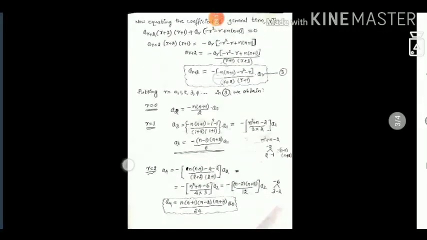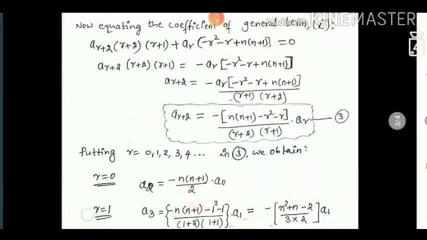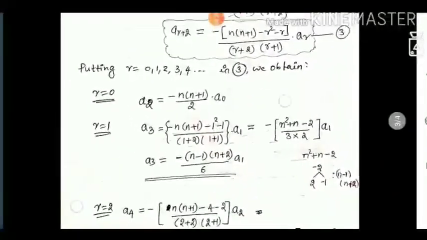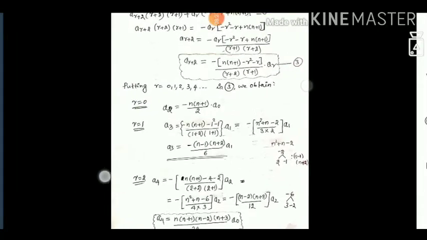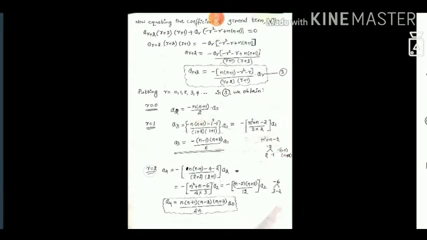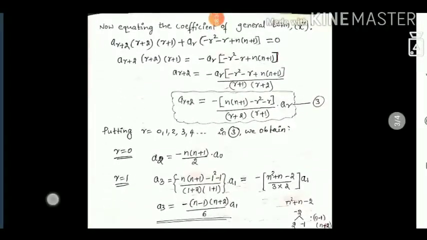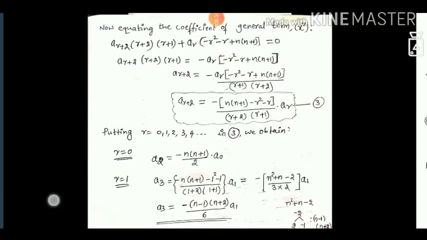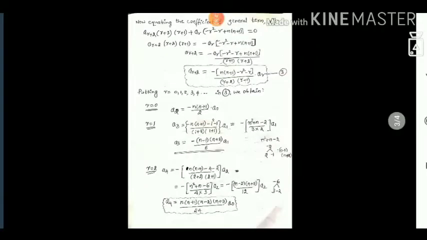So we equated the coefficients of x power minus 2 and x power minus 1. Now we equate the coefficient of the general term, that is x power r. So x power r is the general term here. So let us equate the coefficient of the general term x power r. So by equating the coefficient of x power r, we are going to proceed with that.